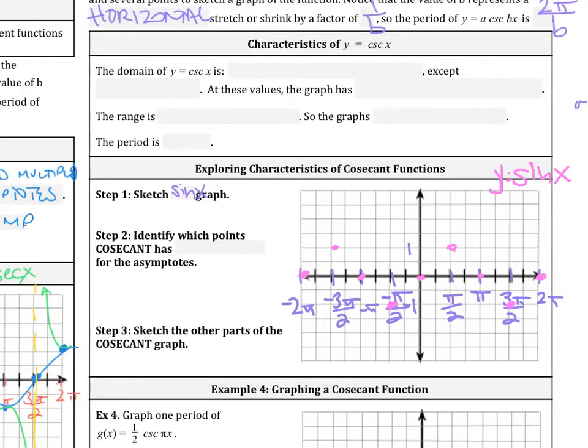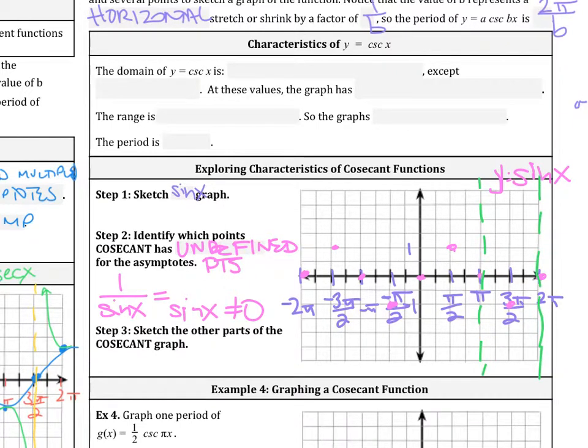So we do the same thing. Identify the points at which cosecant has undefined points. So cosecant is 1 over sine of x. So we need to find when sine of x equals 0. And so again, at those points, it's at the x-intercepts. So here, sine of pi is 0, sine of 0 is 0, and so that makes the function undefined. So those are our vertical asymptotes.